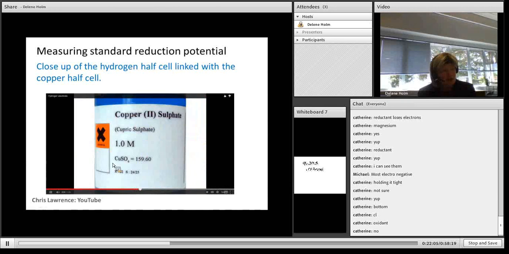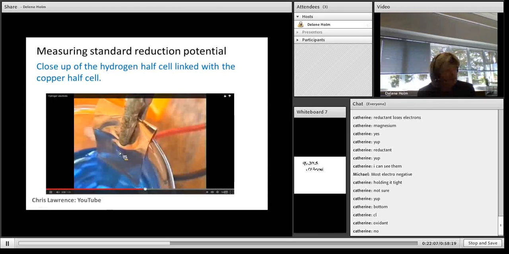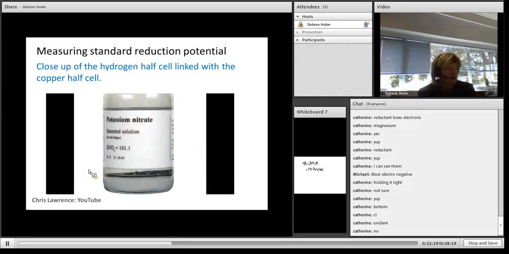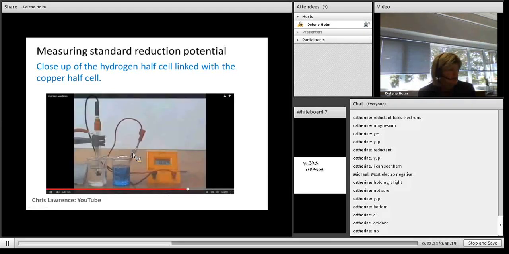And we're comparing the copper sulfate. It's got to be 1 mole per liter. I'll explain this bit of paper a little bit later on. And when we compare the reading we get here, I'll stop it here. Can you see the reading there? Is it big enough to see? Is it a positive or a negative value?